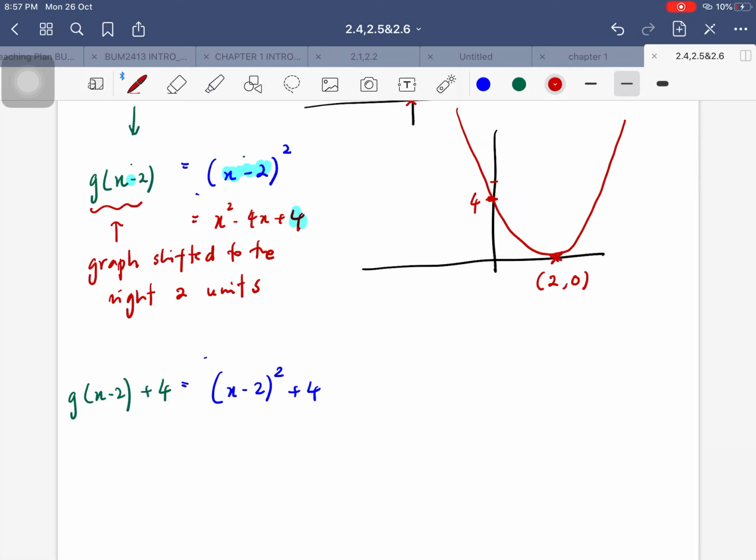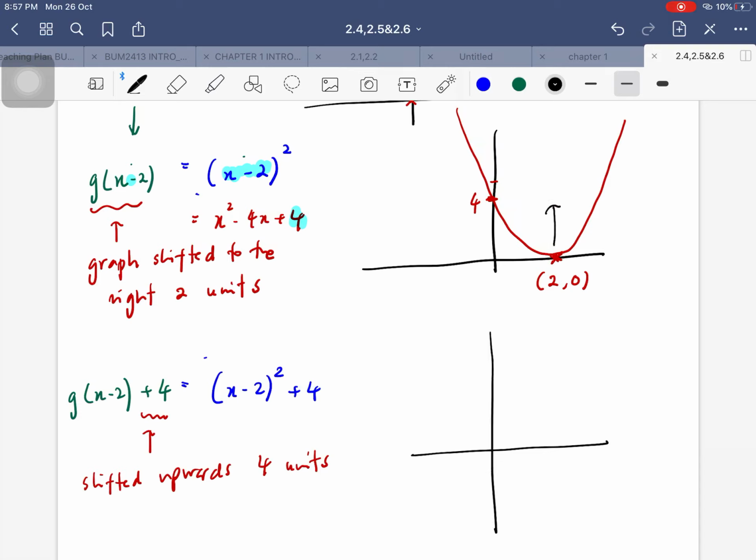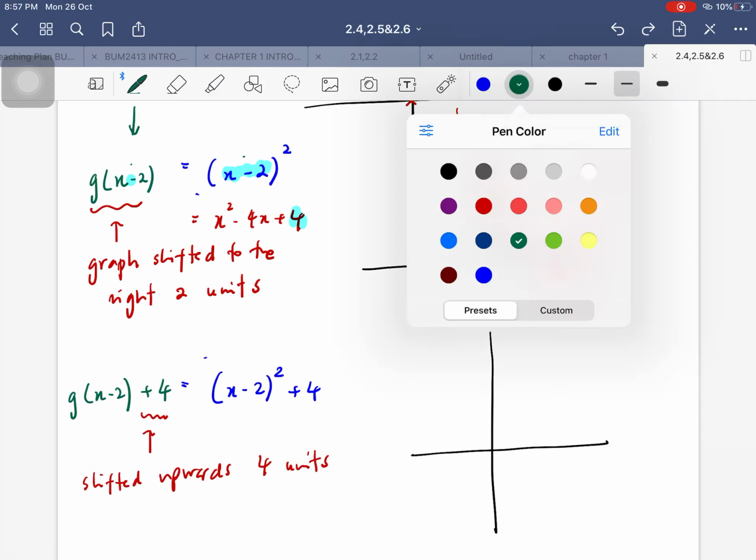So it's going to be g of x minus 2, and I'm going to have a plus 4 at the back. And I know that when my function has plus 4 at the back, so what happened? What happened is that the graph is going to be shifted upwards because it's a plus, for how many units? That is going to be 4 units. Okay, and so therefore this is going to be my graph. So now this is going to be shifted up 4 units.